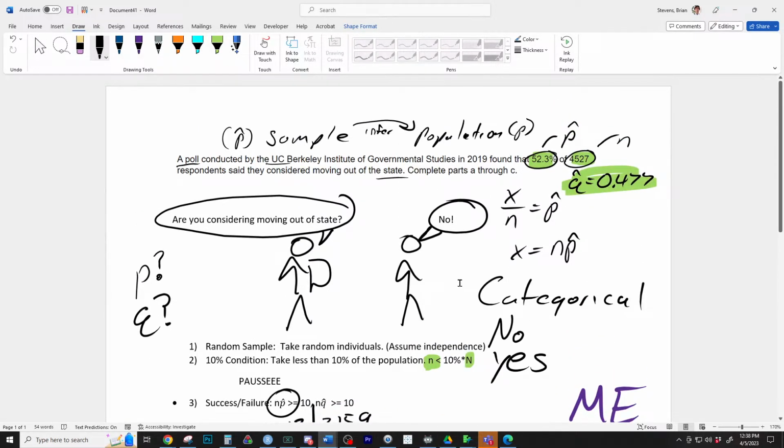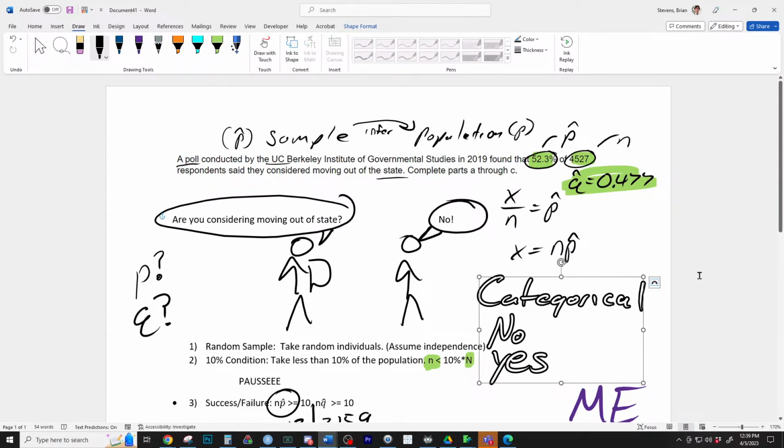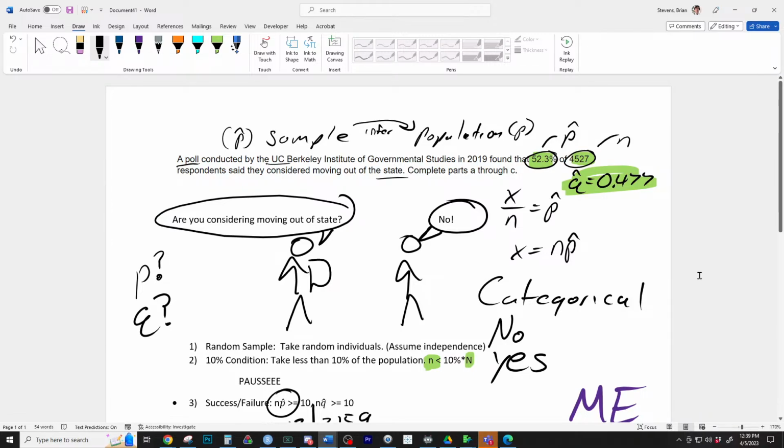We're asking people, do you plan to move out of state? So we're trying to estimate the true proportion, because it's categorical, of people who plan to move out of state. A lot of people say true mean or true proportion, but you have to think, what are we asking them? We're asking them, do you plan to move out of state? Is it a yes, no question?